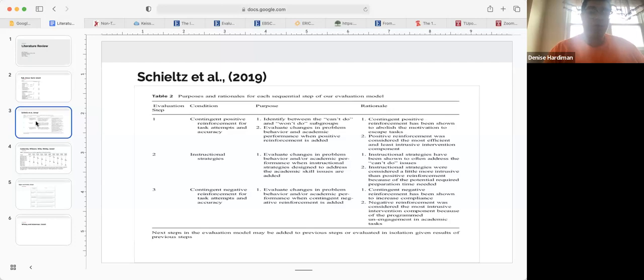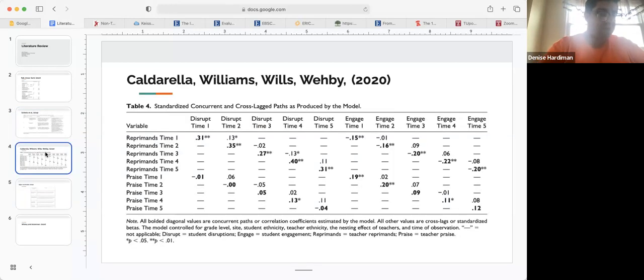From here, we will delve into the effect of positive reinforcement on behavior and academic performance. And understanding this perspective is crucial for creating a positive classroom culture. Here, we'll begin with our second Caldarella article. This one, authored by Caldarella, Williams, Wills, and Webby, 2020, focused on the effect of negative reinforcement on problem behaviors in the classroom.